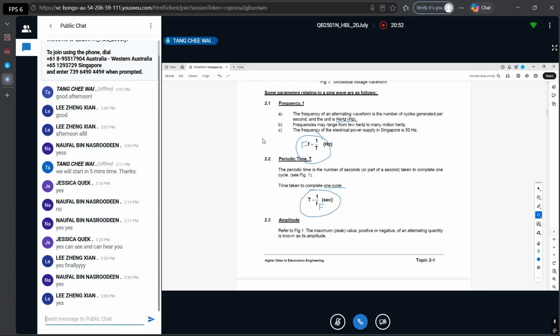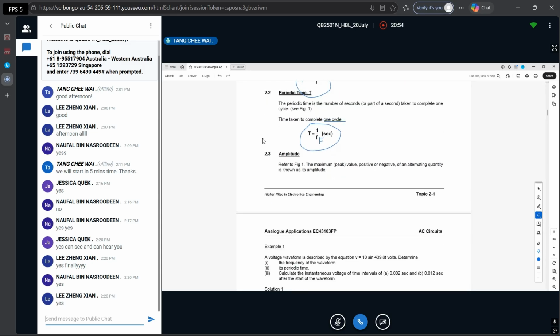Amplitude, just now I mentioned to you, sometimes we call it the maximum, and sometimes we call it a peak. Both mean the same thing. Sometimes we use Vm to denote Vmax, and sometimes we say V peak, Vp. Both mean the same thing, so don't get confused, just to clarify.